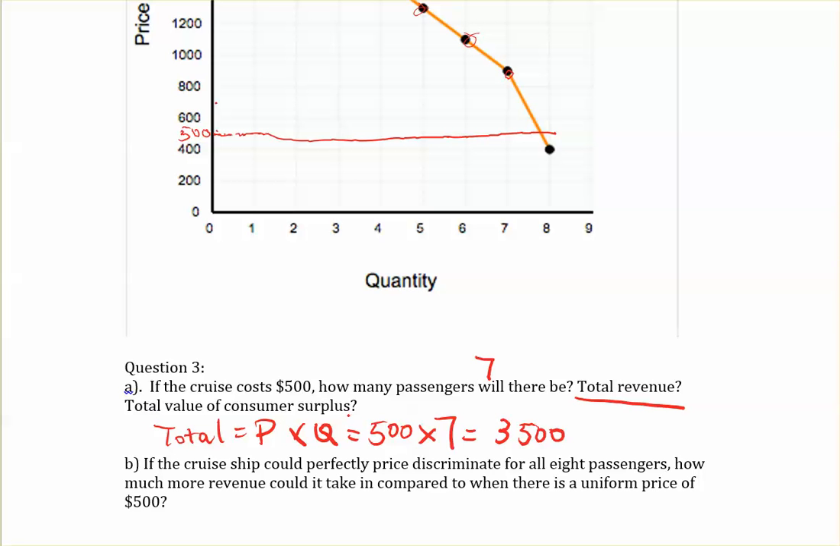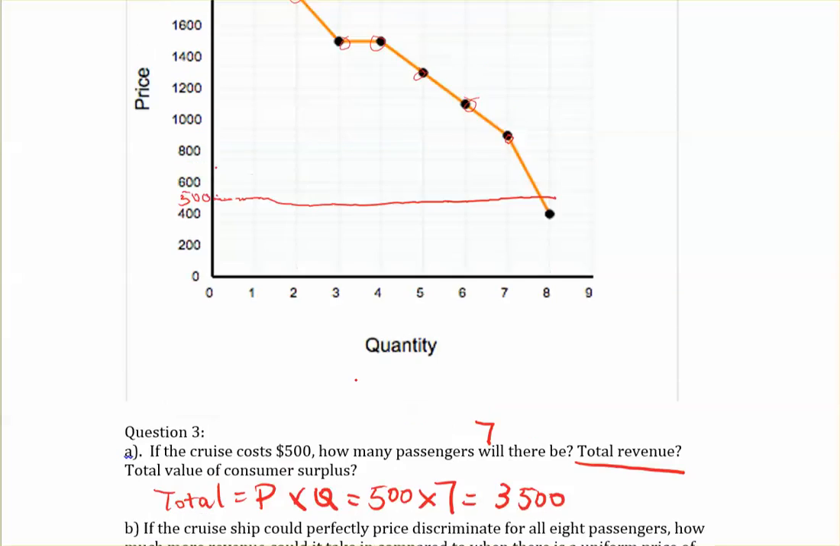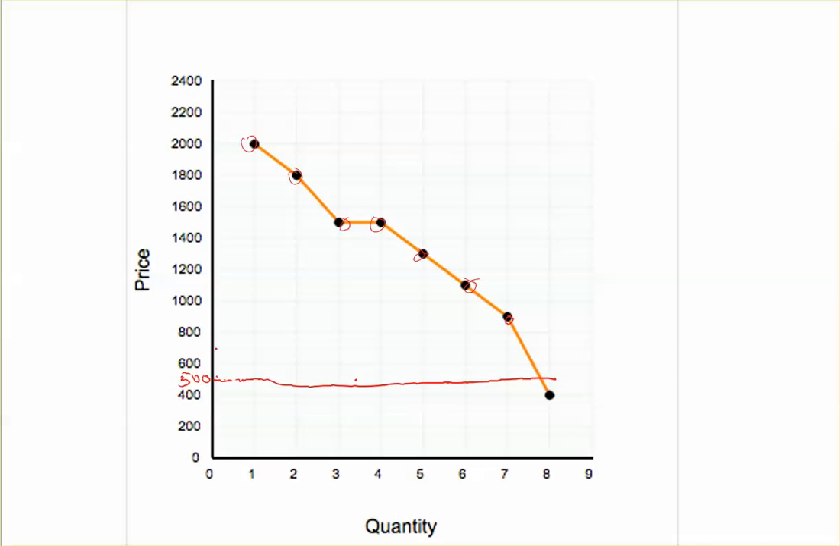Again, we are asked to calculate the market consumer surplus. What we can do is calculate each individual's consumer surplus and add all of them together. Let's go back to the graph, and let me write down the consumer surplus next to each consumer. The first consumer is willing to pay $2,000. So his consumer surplus equals $2,000 minus $500, which is $1,500.